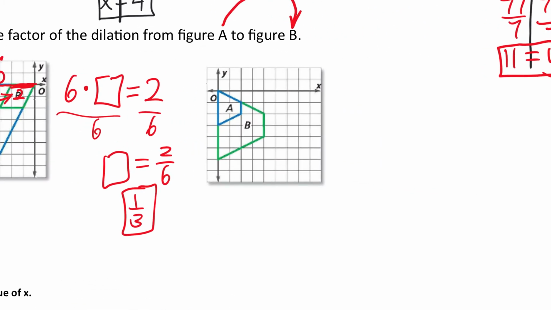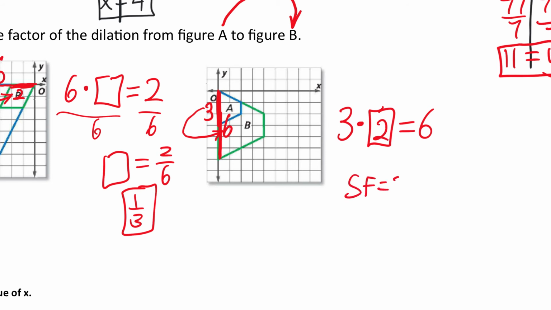Okay, on this next one, again going from A to B, how long is this side on A? 3. And how long is that same side on B? 6. So the question is, 3 times something is going to give me 6. 6 over 3. It's 2. We're going from A to B, so A is 3, B is 6. So what scale factor, this times something gives me this number right here? 3 times what gives you 6? The answer is 2.